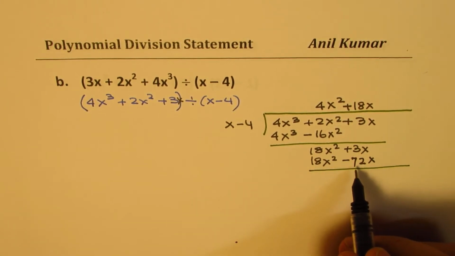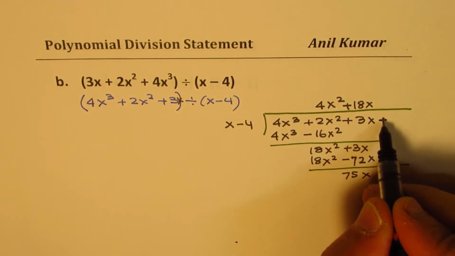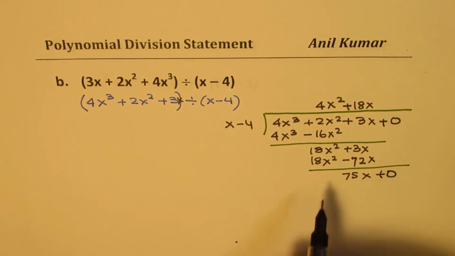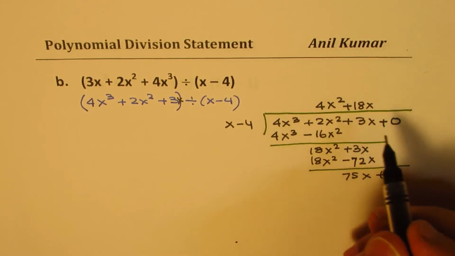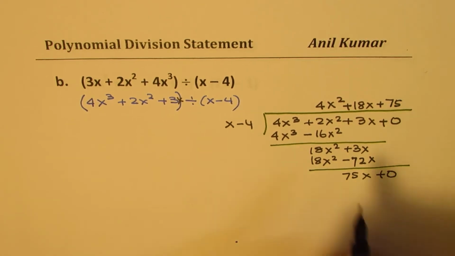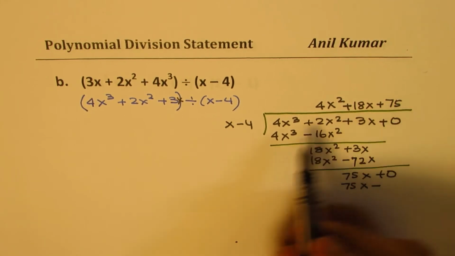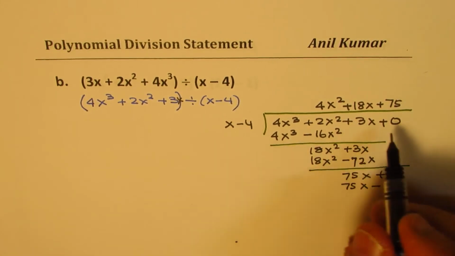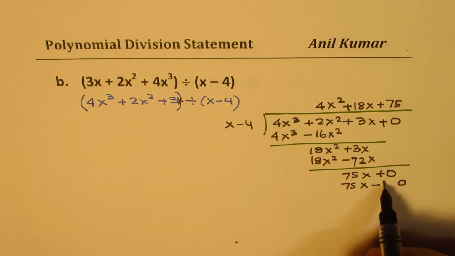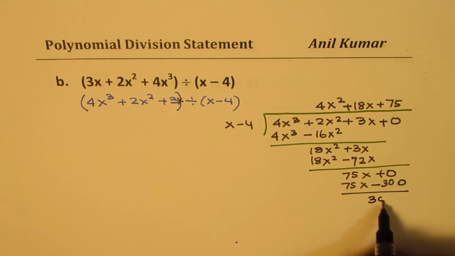So we get here 75x. Now see, we need to add 0, which is a placeholder. Bring down 0. We can now multiply this by 75, right? So if you multiply by 75, you get 75x minus 75 times 4, which is 300. So the remainder here will be 300.